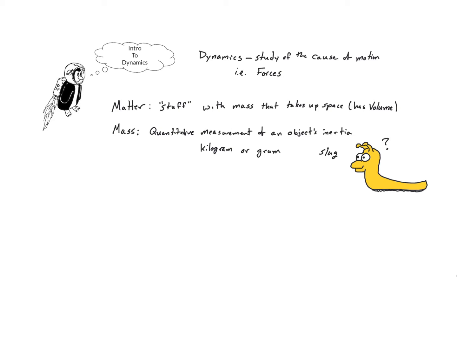Of course, if it's a measurement of the object's inertia, we'll have to define what inertia is. Inertia is the inherent property of an object's resistance to change in motion. Essentially, this is saying that matter that has mass won't up and accelerate all on its own. It has a resistance to acceleration.